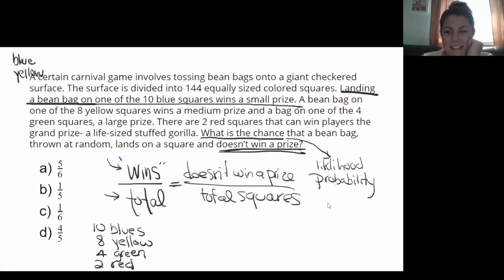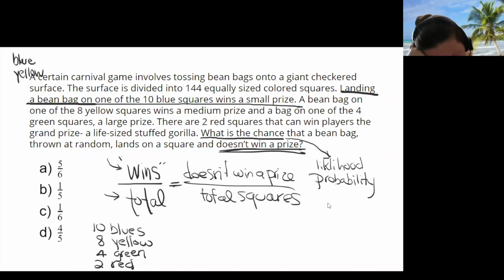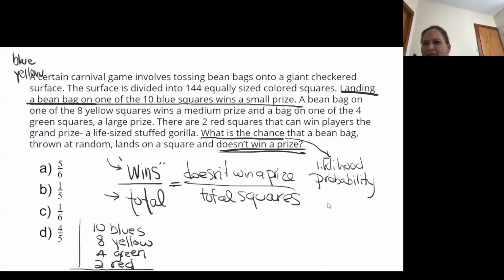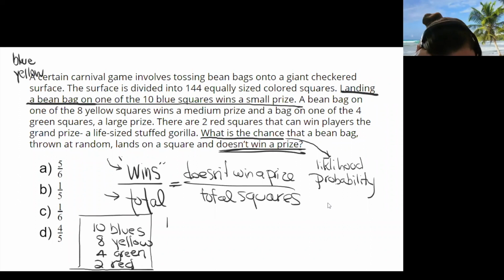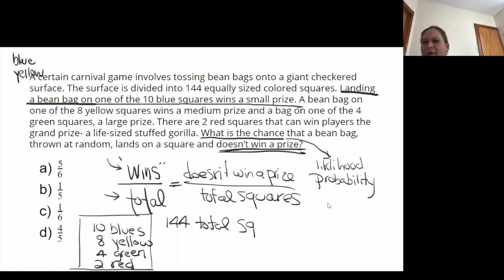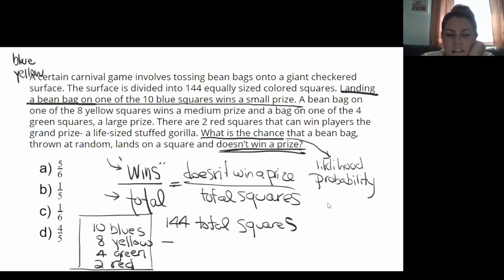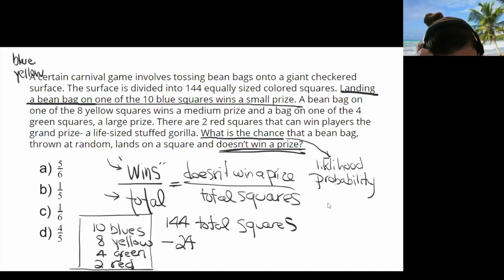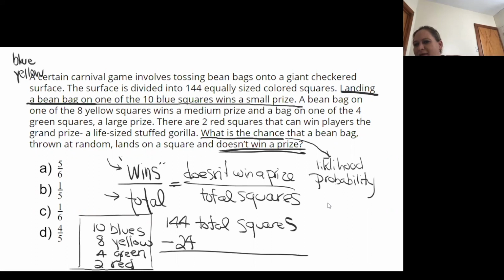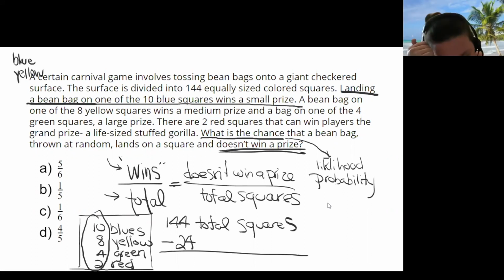Can we start with how many win you prizes? How many of these squares win you prizes? Not 144, is it? 144 is the total squares. Oh, so maybe do 144 minus... 24, absolutely. I'm going to minus 24. How come? Well, I added up all the things. If you add up all of these, that's 24 squares: 10 blues plus the 8 yellows plus the 4 greens plus the 2 reds are 24 winning squares. 24 that will win you a prize, but we're looking for the ones that don't win you a prize.